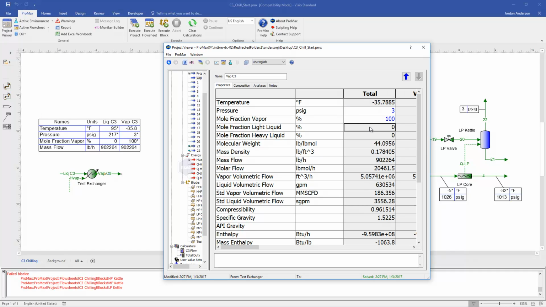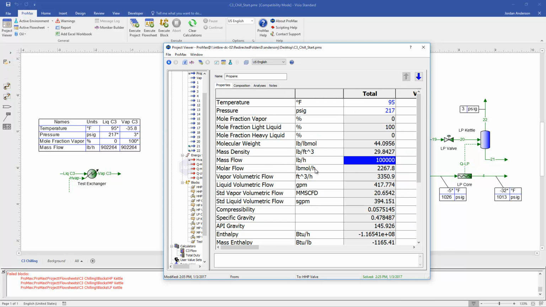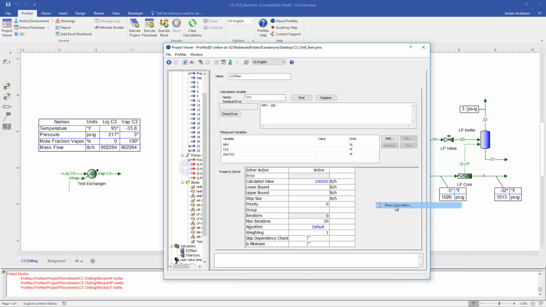Okay, and with that set, ProMax will now calculate how much propane would be required in this little test exchanger I've set up, which is going to be a decent estimate of what is needed overall in my actual setup. We'll see that the mass flow it calculates is around 900,000 pounds per hour. And so I'm going to come back into my propane stream. I'll right click here, and I'm going to start at 900,000 instead.